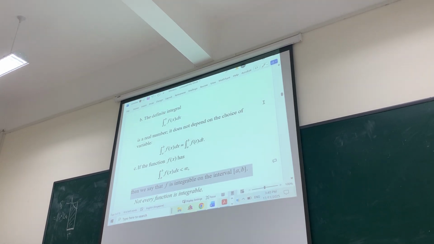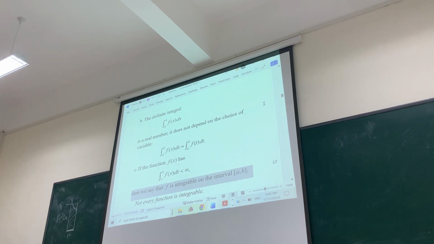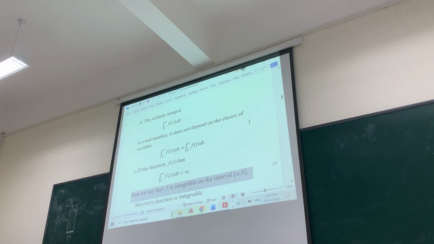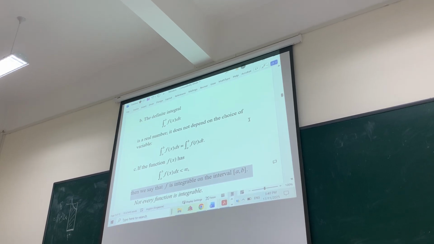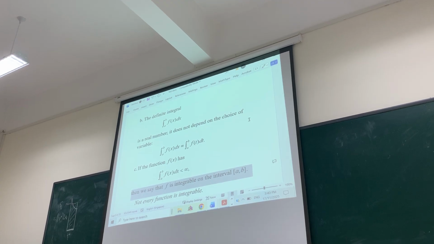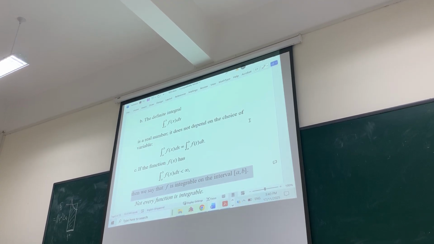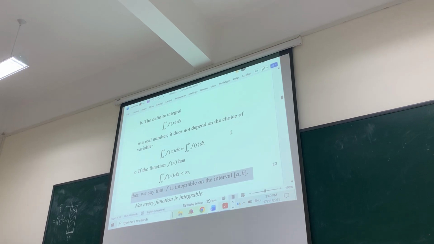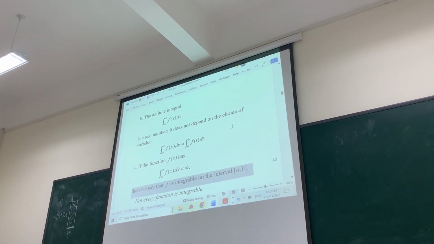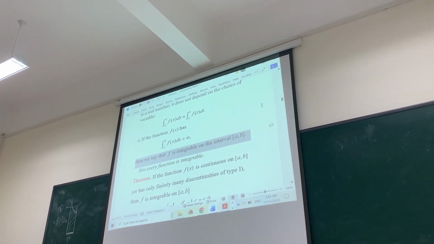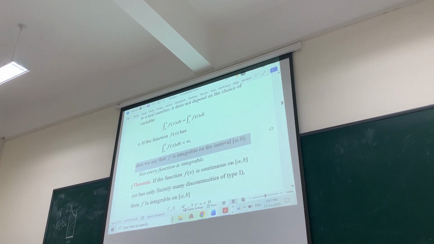Of course, not every function is integrable. It doesn't mean that is the only way we see the function is not integrable. Not every function is integrable. For the function f to be integrable, the function f must satisfy some condition. Okay, the condition is when the function is integrable. Now, let's see the theorem.